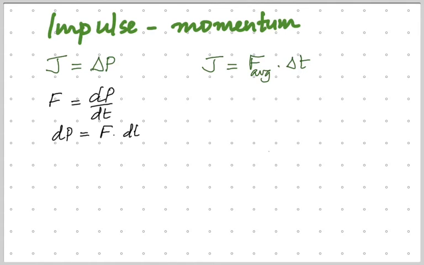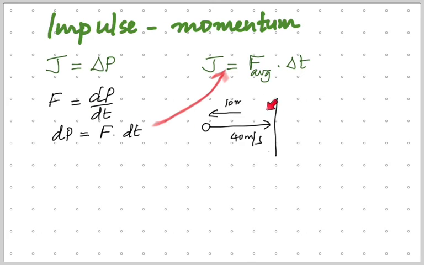So J stands for impulse. J, impulse, is change in momentum. It can also be average force multiplied by time, because I'm showing you how we get that. And then I'm reminding you of something very important that students forget. All right, do that problem. A 1 kilogram object moving that way at 40, coming back at 10, find the impulse. 1 kilogram, 40 meters per second, 10 meters per second.